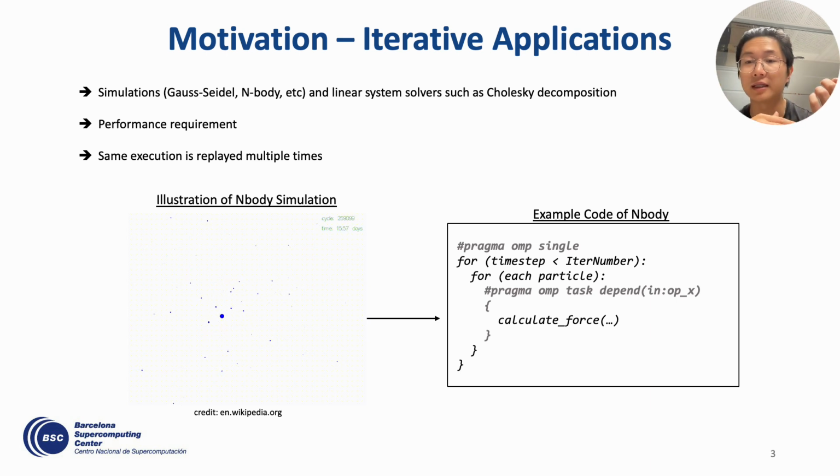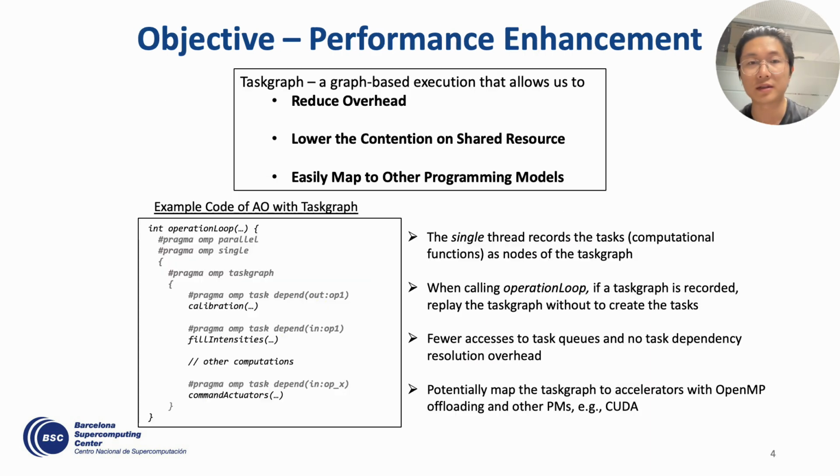they are repeatedly executed. So, say we have the OpenMP application as shown on the right-hand side, and the overhead of the tasking model is high. Then we need to pay this overhead every single iteration. But I think we can do better.